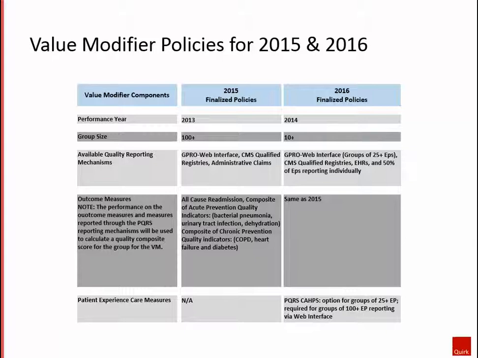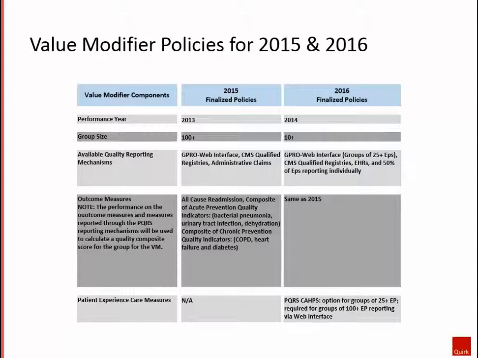Now, this is the quality measure part. So outcome measures. The performance on the outcome measures and measures reported through PQRS will be used to calculate a quality composite score for the group for the value modifier. So again, if you are not participating in PQRS, there will be no quality measures to report on, so you will not qualify for the value modifier.